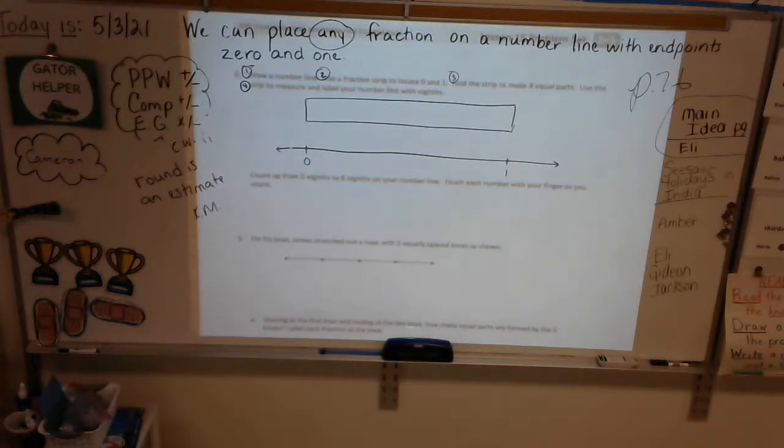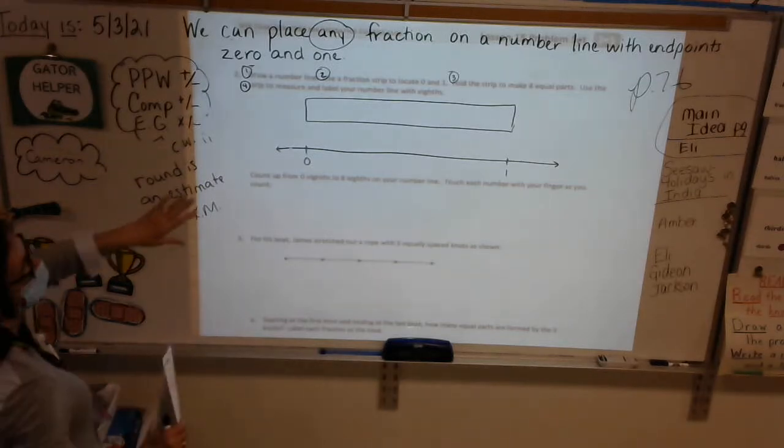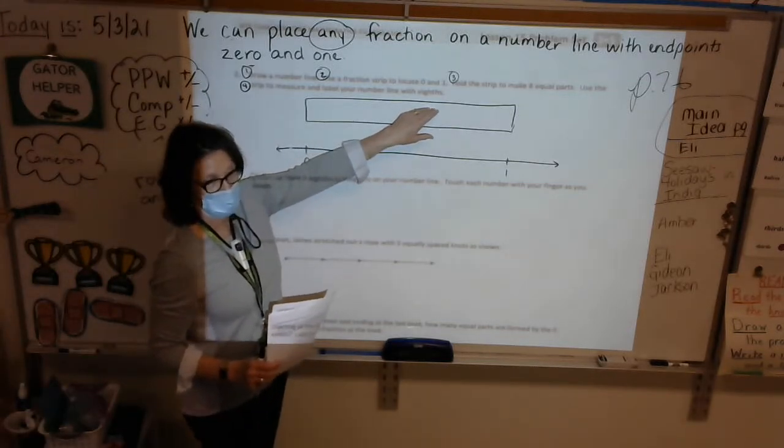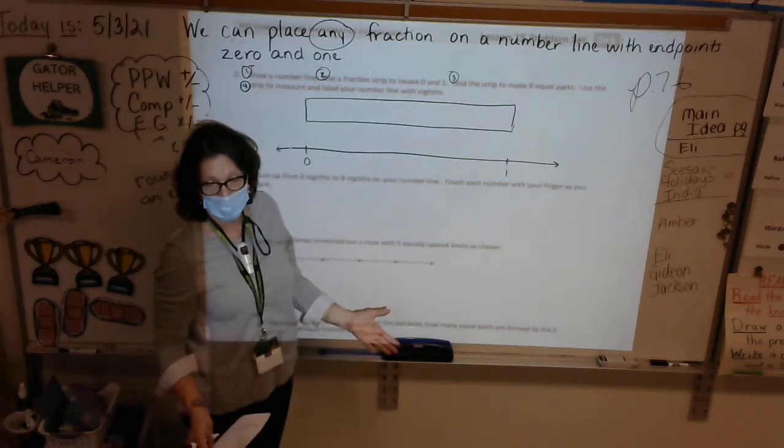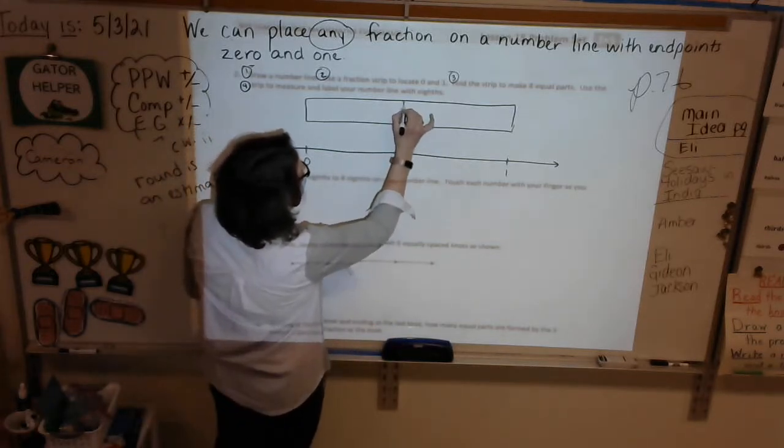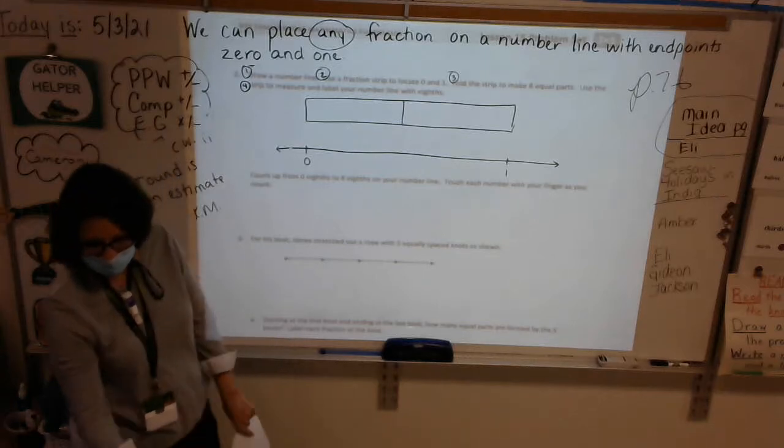All right, put your hand on your head if you found 0 and 1 on your number line. Okay, next we're going to fold our fraction strip to make 8 parts. Well, we don't really have a piece of paper, so what are we going to do? We're going to divide it in half. Go ahead and divide your fraction strip in half.